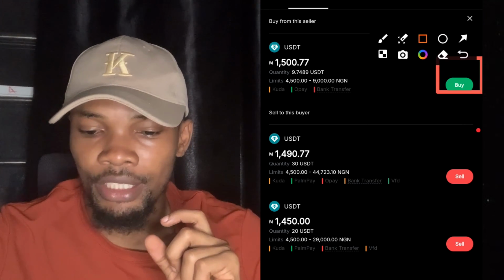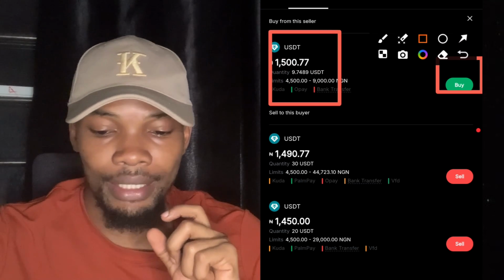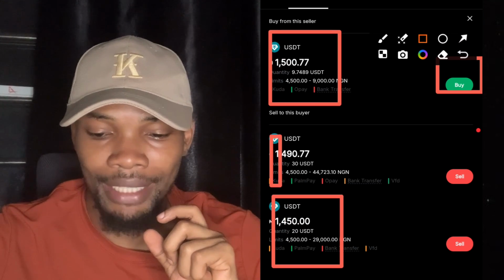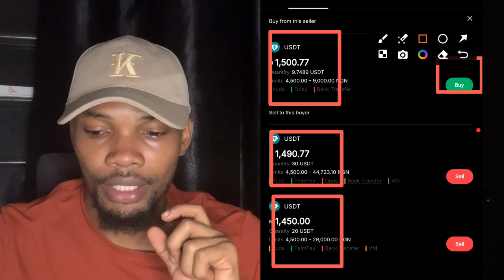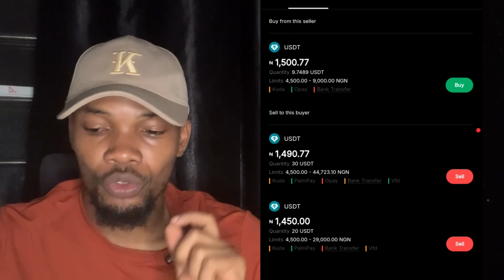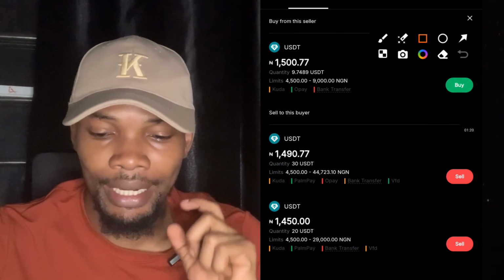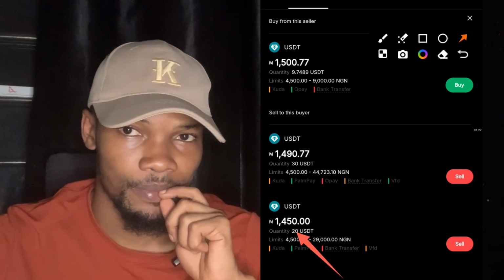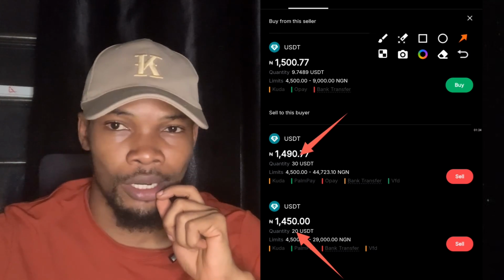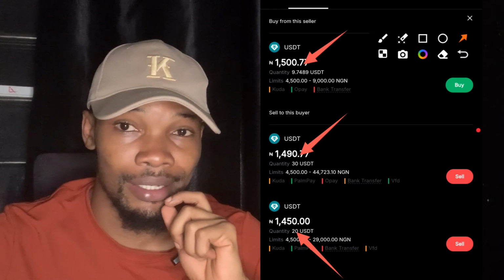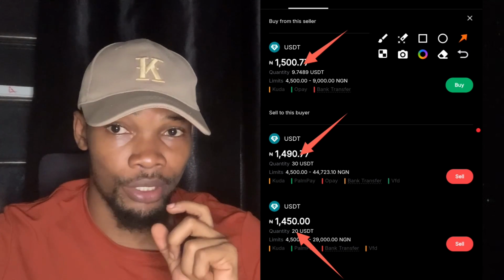Forget that you're seeing "buy" here. This is the price at which he is selling, and this is the price at which he is buying. These are the prices he is buying. You can see these are the buying prices. So this merchant is actually buying at 1,450 and buying at 1,490, and then he's selling at 1,500.